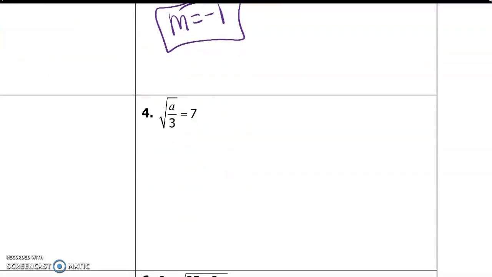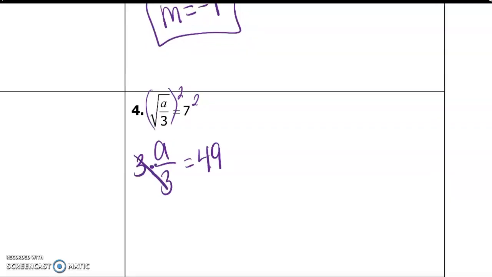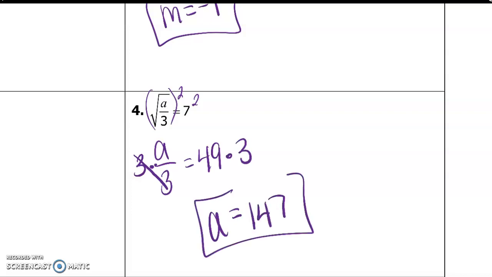Number 4. Nothing is on the outside of the square root, so we square both sides. A over 3 is equal to 49. To get rid of that 3, we have to multiply both sides by 3. So A equals 147. So if you want to type it all in your calculator right away, that's fine. Square root of 147 divided by 3 should come out to 7. Or you can do 147 divided by 3, get 49, and the square root of 49 is 7. So that one does work.